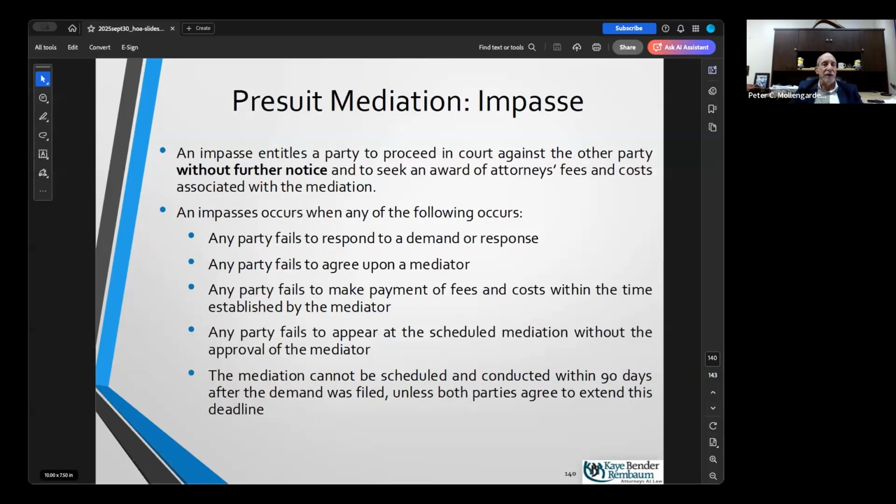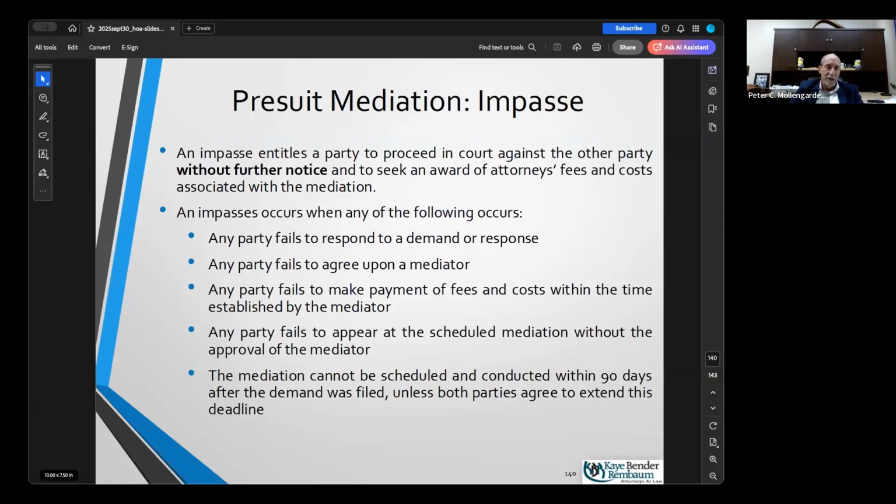An impasse entitles a party to proceed in court. So in other words, you have a mediation. Mediation is not arbitration, okay? Arbitration means the arbitrator is going to make a decision. In mediation, the parties are trying, in essence, to settle, and the mediator is trying to negotiate the settlement. But if the parties don't settle or don't resolve the dispute, then it's an impasse.